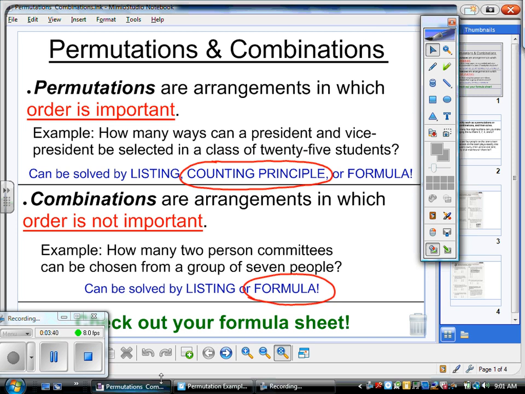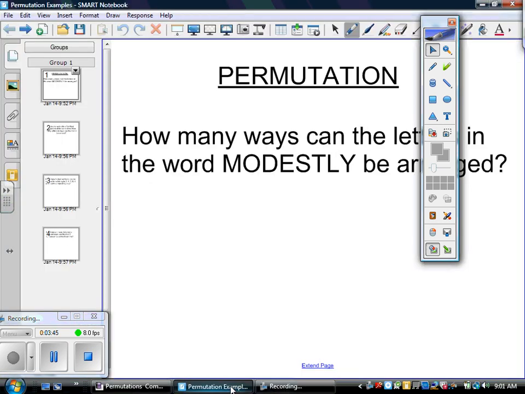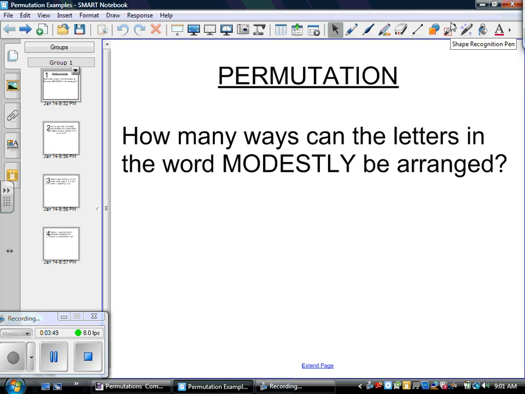So at this point, I would actually like to go ahead and solve some problems. I'll move this out of the way. Here we have a permutation problem, and we'll start with those types of problems. In all of these you'll want to watch for the fact that order does make a difference. In this problem, we will be finding out how many ways the letters in the word "modestly" can be arranged. So we are trying to take these 8 letters and just rearrange them in different orders.